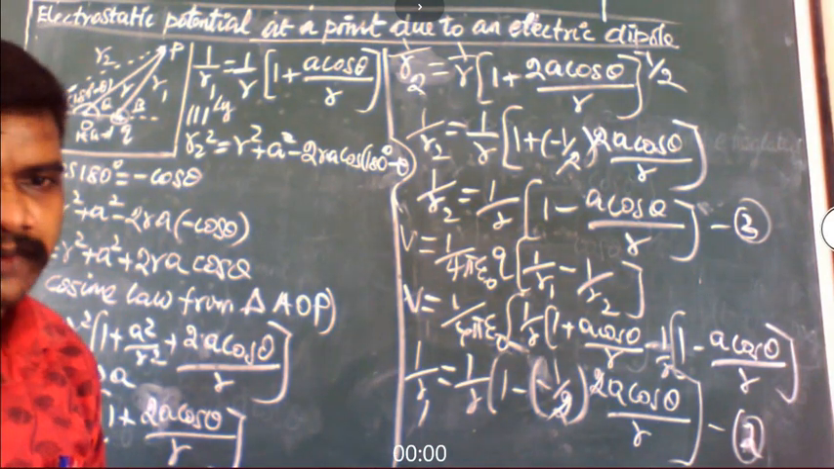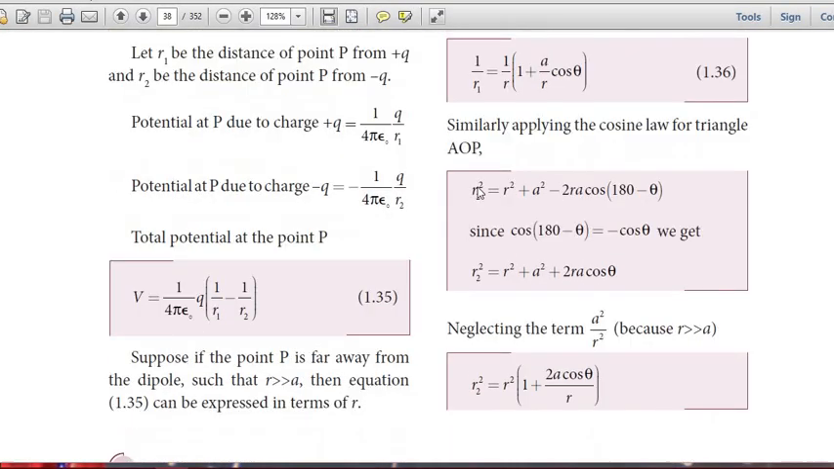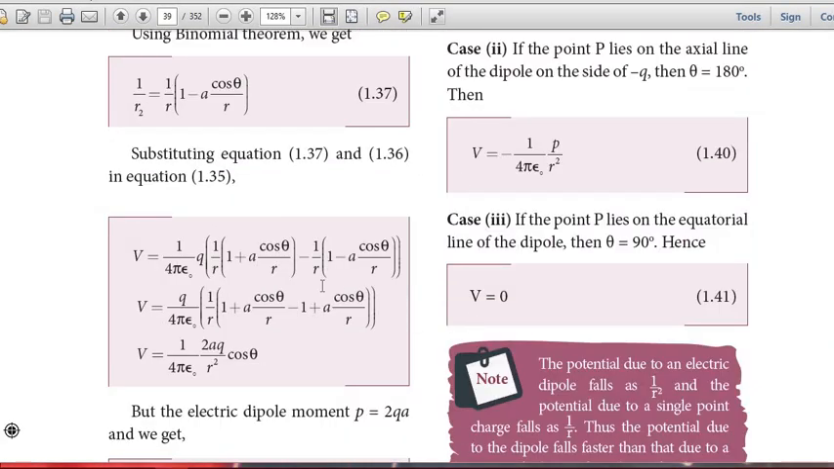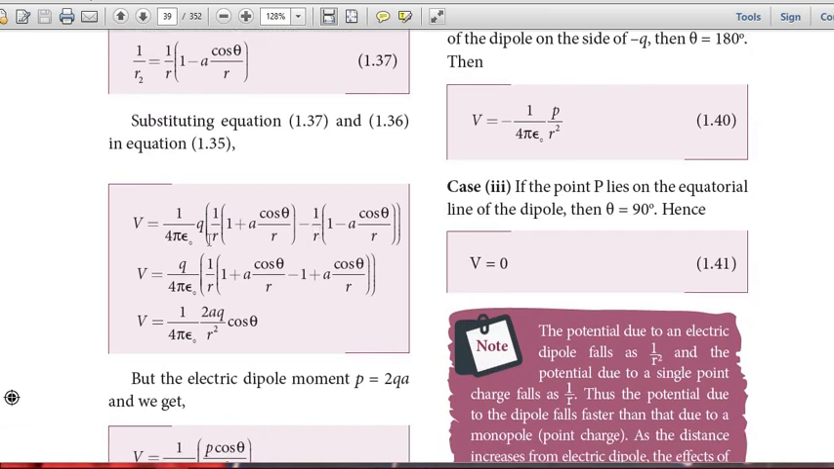The next step, from your textbook, is subtracting these two equations. 1 by r is the constant common term, so take it out. So 1 by r into (1 plus a cos theta divided by r minus 1), the minus sign multiplied makes plus 1 become minus 1, since minus into minus is plus. So minus 1 plus 2a cos theta divided by r. Here this is a cos theta divided by r, and another a cos theta term; adding both gives 2a cos theta divided by r. The plus 1 and minus 1 cancel each other.